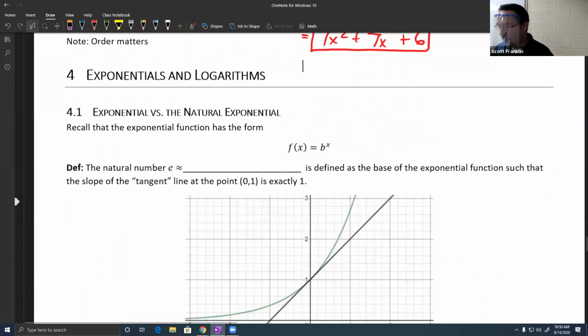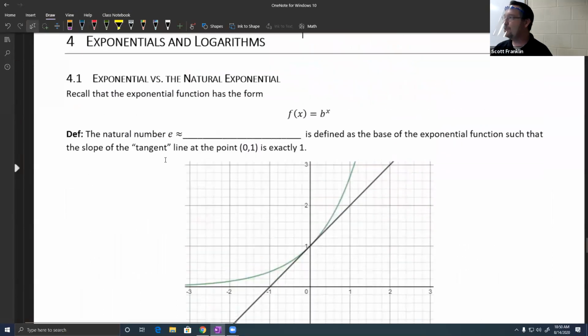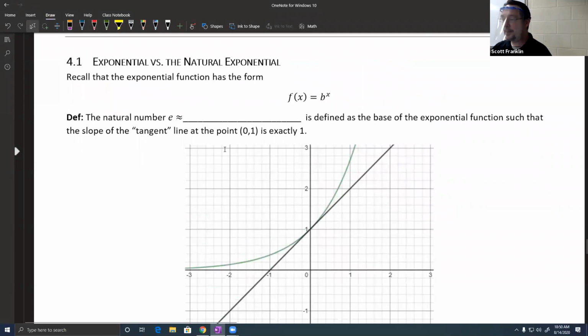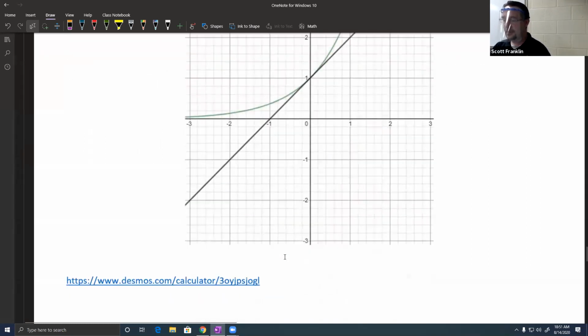All right, exponentials and logarithms. Guess what? I don't have time to do this right now. Let me fill in the blanks real fast. And then if you have questions over the homework, you can ask me. But this natural number is 2.718281828495... It's a special number that makes sure that this function b to the x has a slope of 1 for that tangent line.